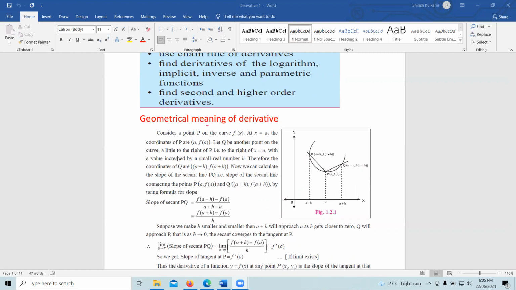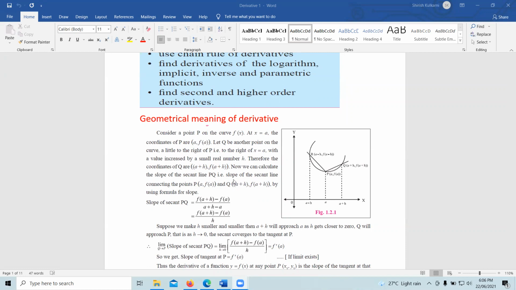Let Q be another point on the curve a little to the right of P, to the right of x is equal to a by a small real number h. Therefore, the coordinate of Q: by adding a suitable real number h, the point Q is a plus h comma f of a plus h. Then you get the two points. This is a chord PQ on the curve.